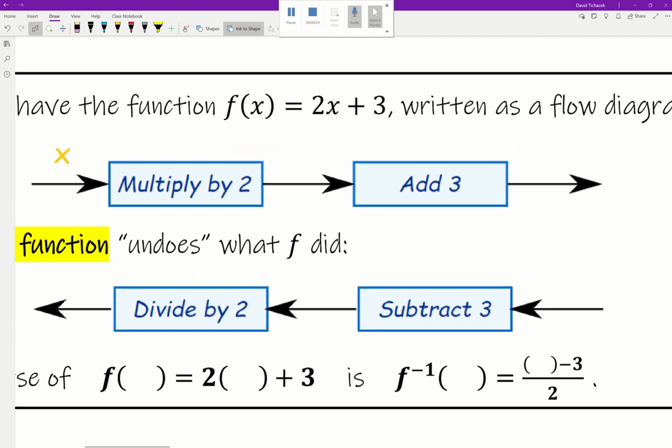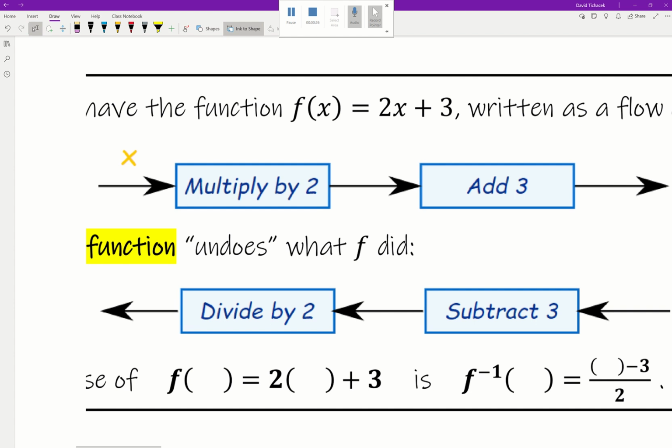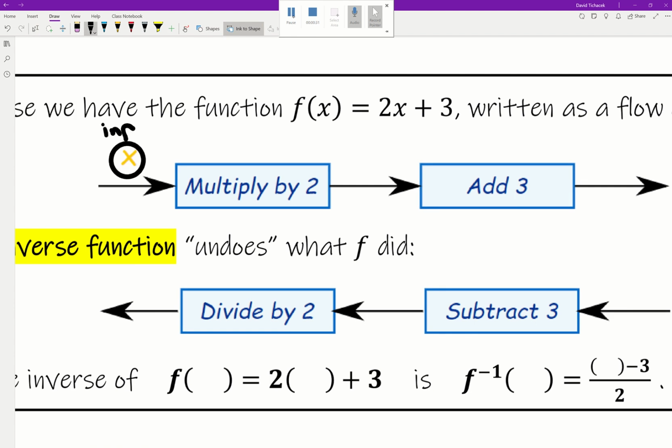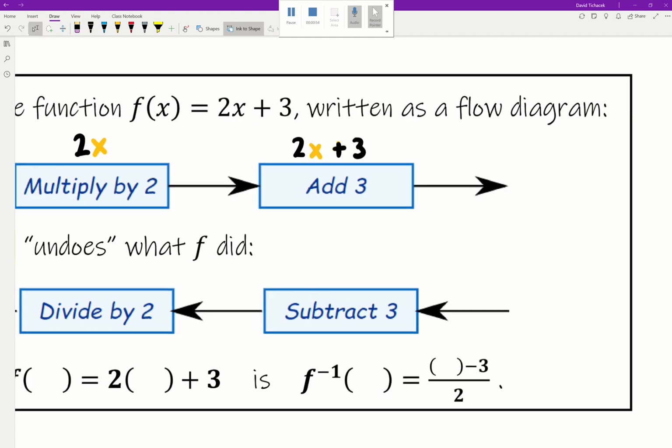We can visualize that a little bit more easily by taking a look at this flow chart right here, right? So our function f is going to take this input of x, which remember, always represents the input, and then it first multiplies it by 2, so of course the result is going to be 2 times x. And then after that, it's going to add a 3 to that, right? So we're going to have that 2x that we initially had, and we're going to have the action of adding 3 to that result, okay?